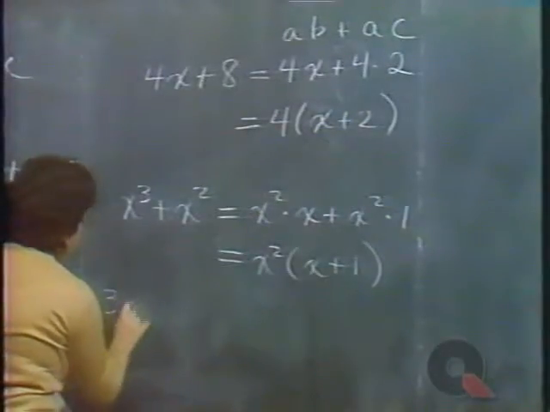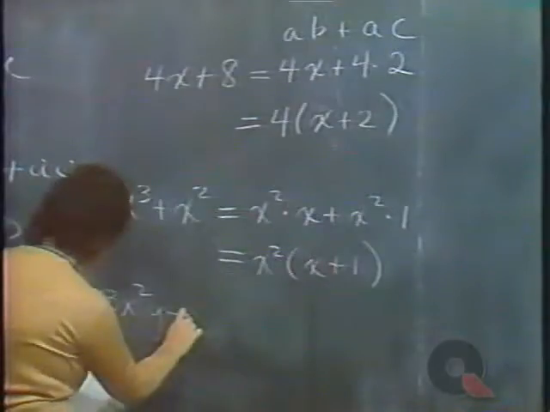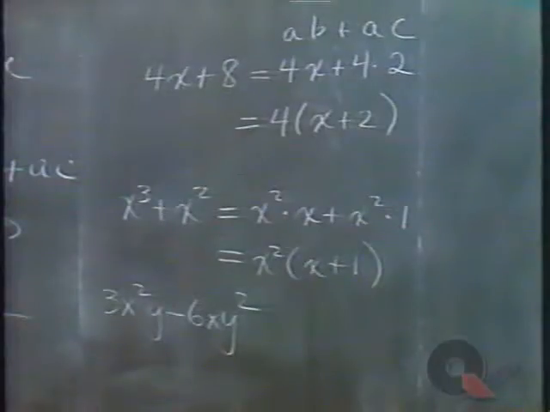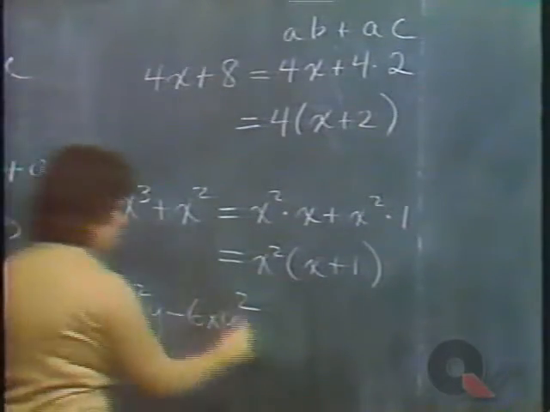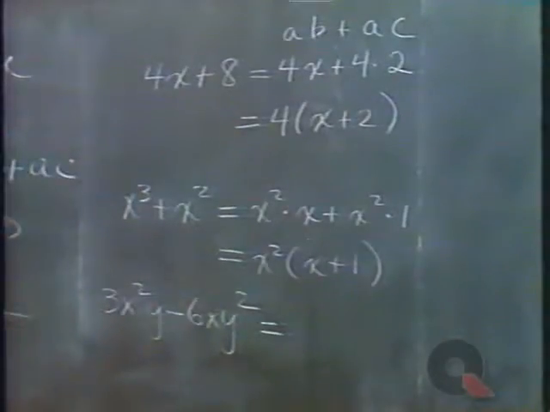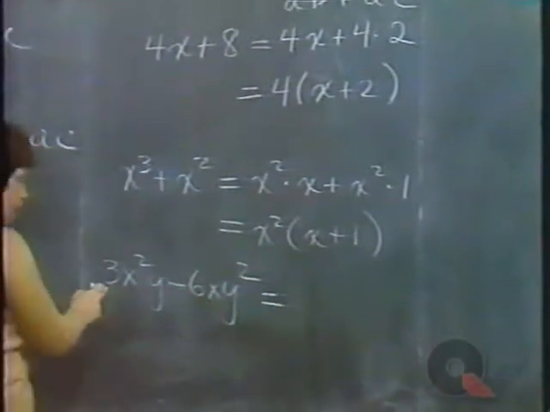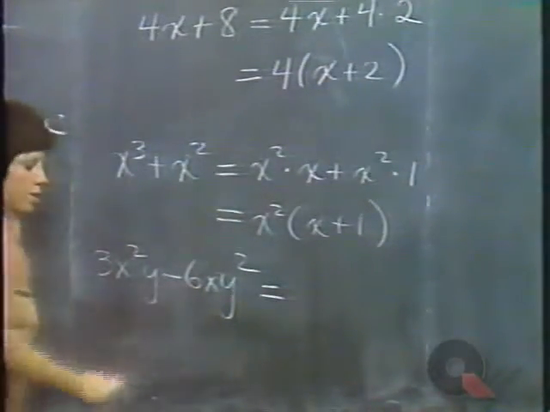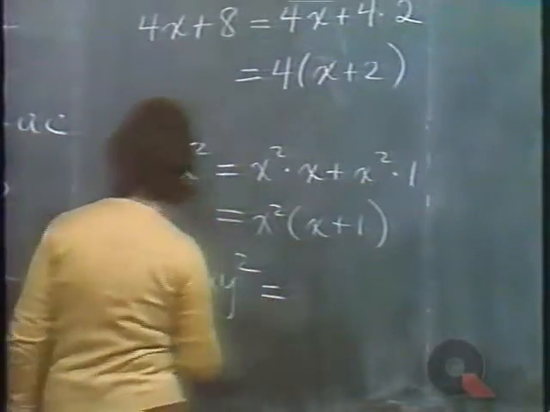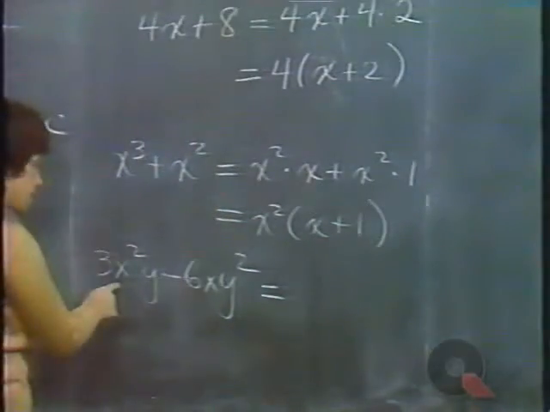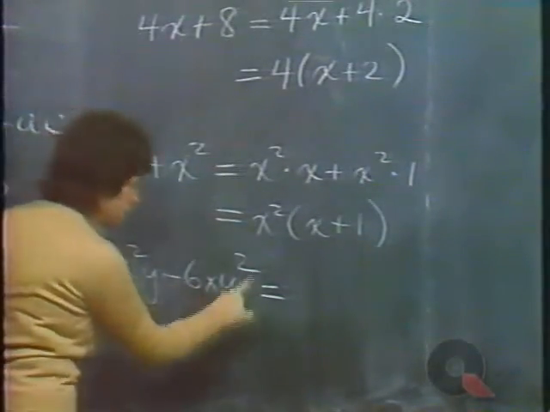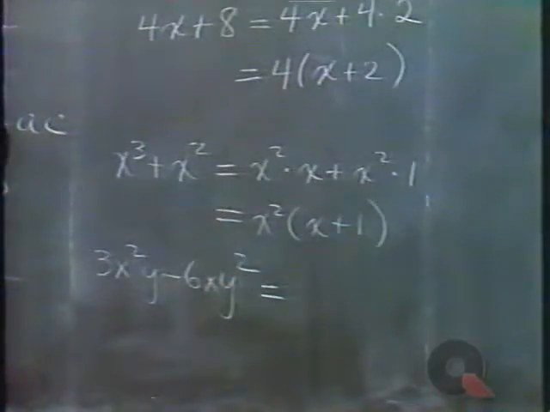3x squared y minus 6xy squared. Once again, we are looking for the greatest factor that these two terms have in common. We notice this term has a 3 and this has a 6 in it. 3 divides this term and this term evenly, so therefore we can pull a 3 out in front. This term has an x squared, this has an x, so at least they both have an x in them. This has a y, this has a y squared. So we notice that both terms have at least a 3xy in them.